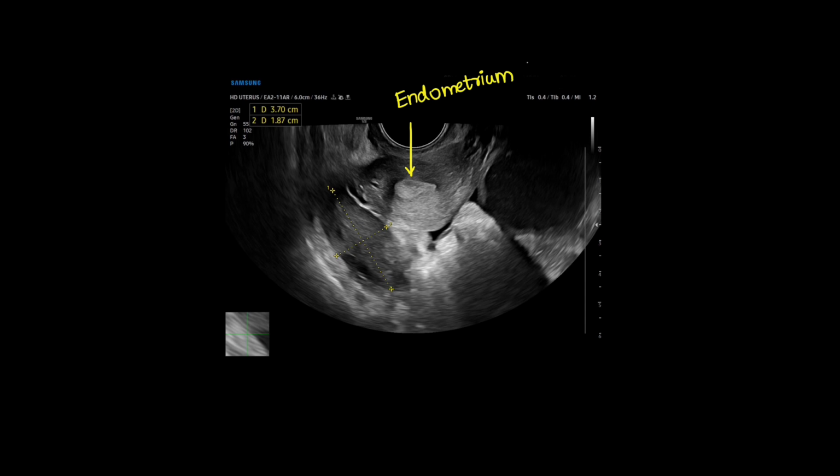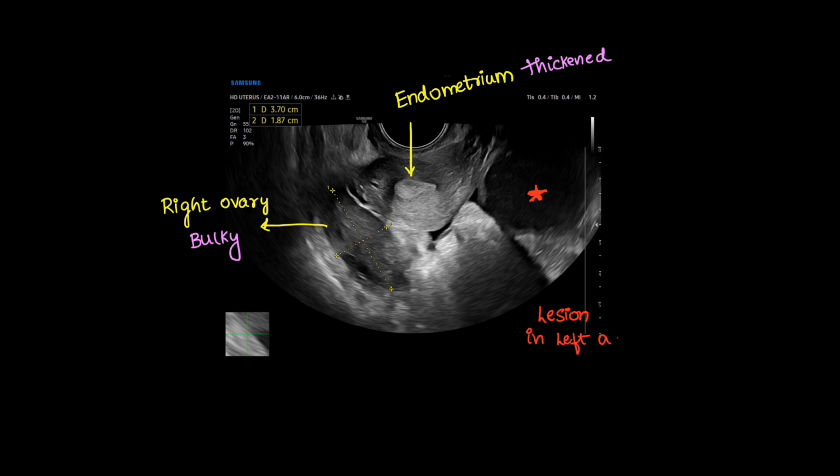Here we can see the endometrium within the uterus, which appears thickened. Also in this plane we can see the right ovary. Subjectively and by measurements it's bulky. And in left adnexa, here we can see a lesion in left adnexa. So we have to rule out whether it's an ovarian lesion or a tubal lesion.